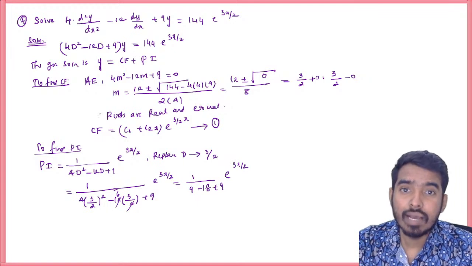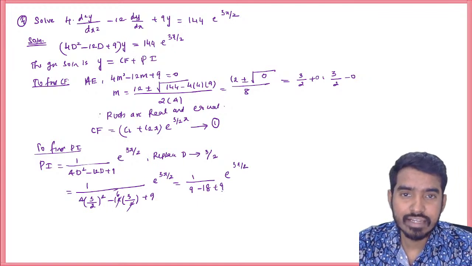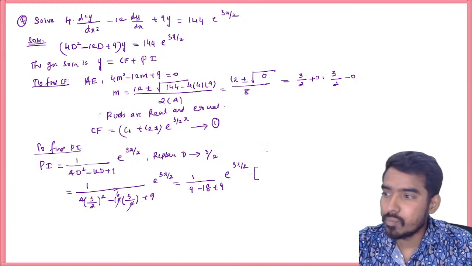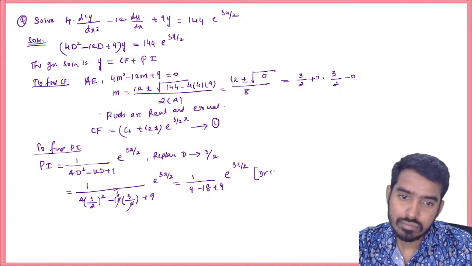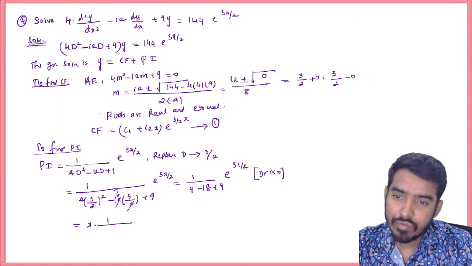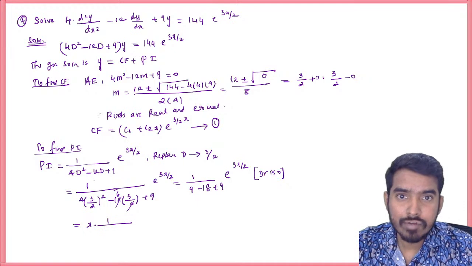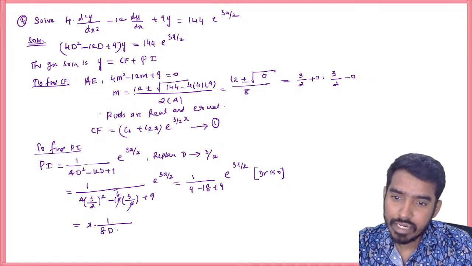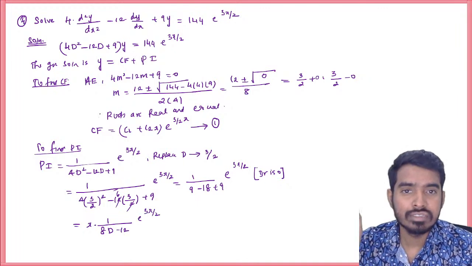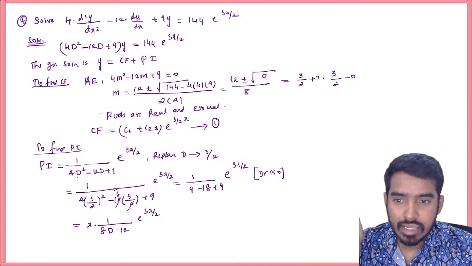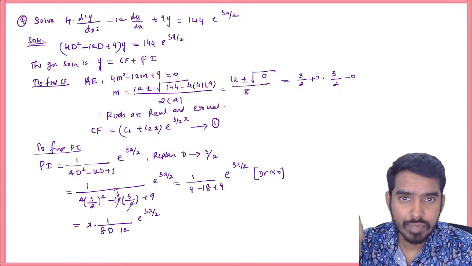Now you can see the denominator is 0, right? 9 plus 9 is 18, 18 minus 18 is 0. So the denominator is 0. What you have to do is multiply by x and differentiate the denominator, f of t, f dash of t. So it will be 8d minus 12, e power 3x by 2. This step is clear. If the denominator is 0, multiply by x and differentiate the denominator with respect to d.